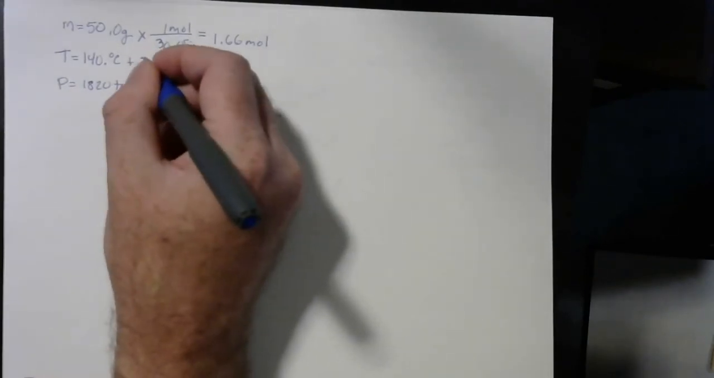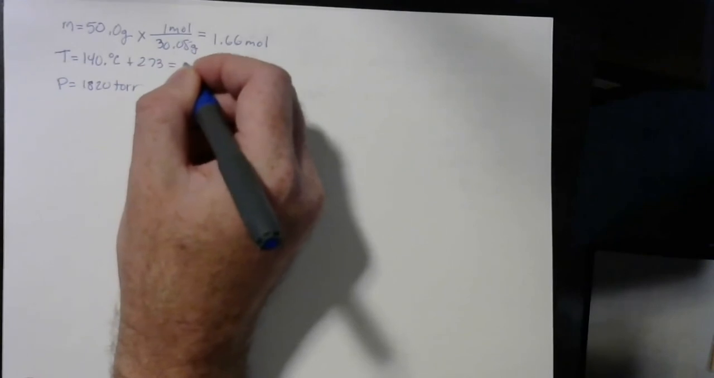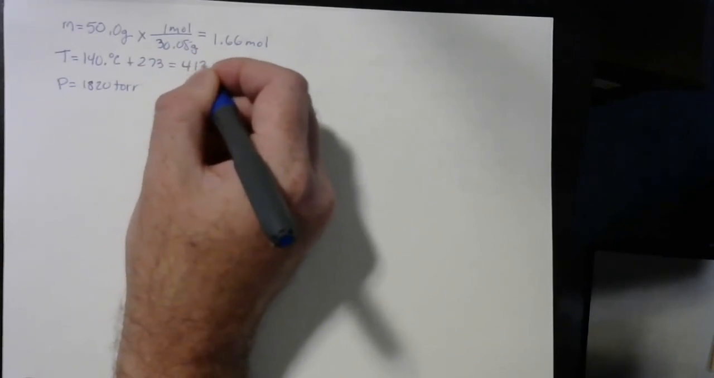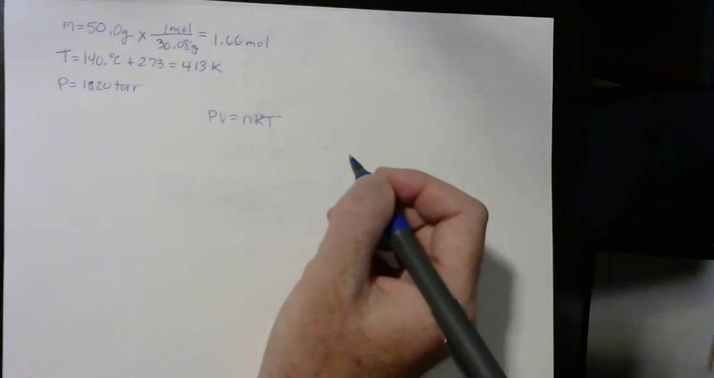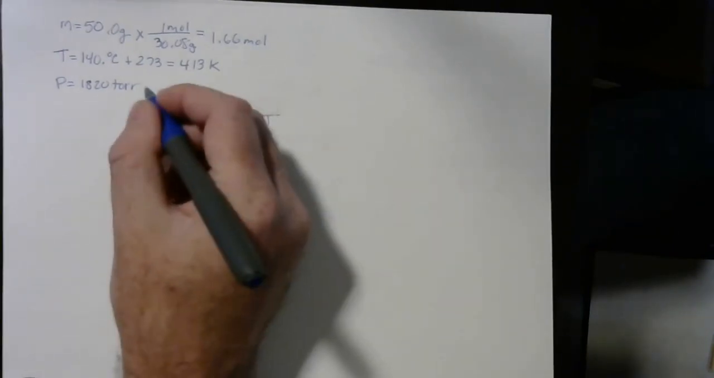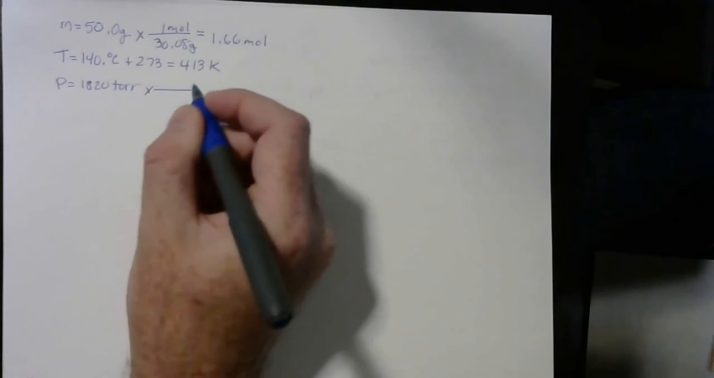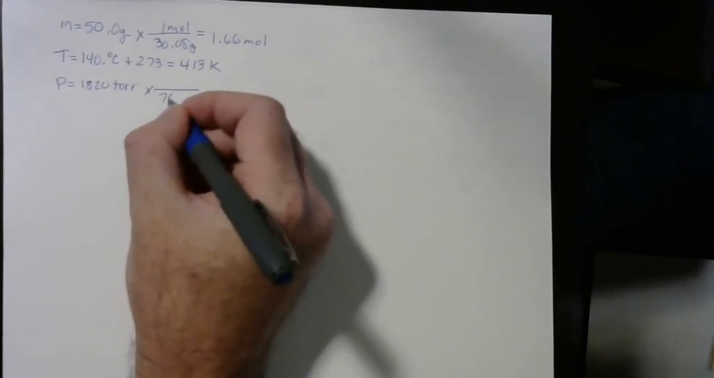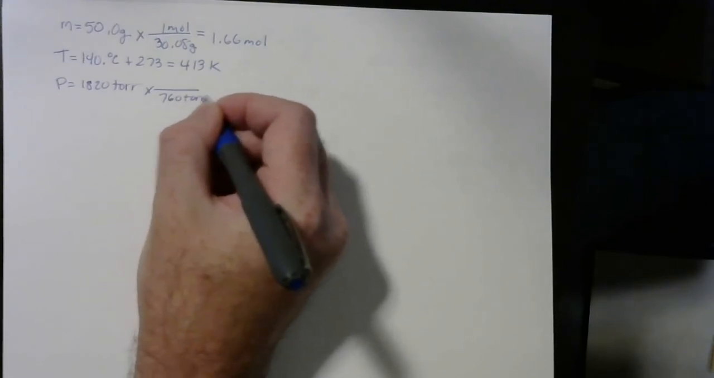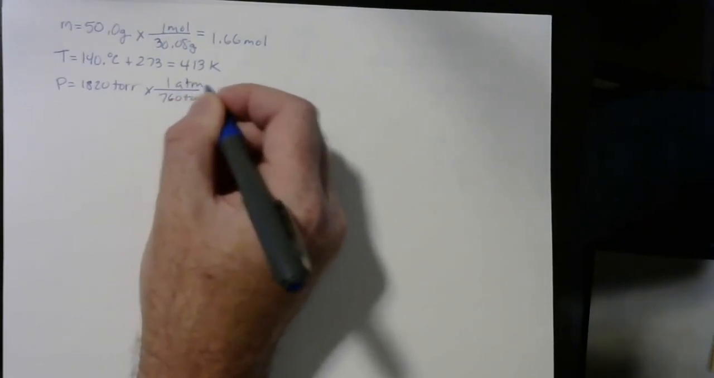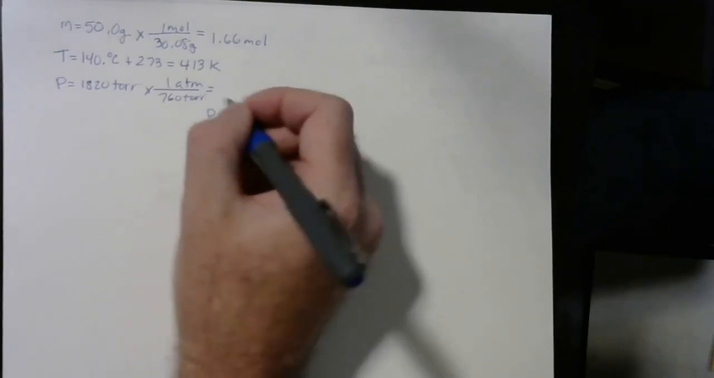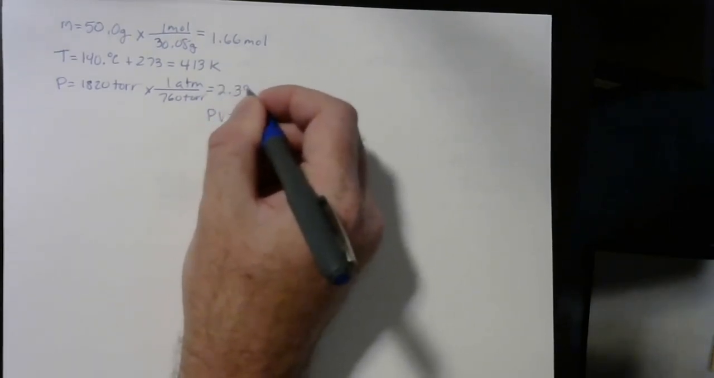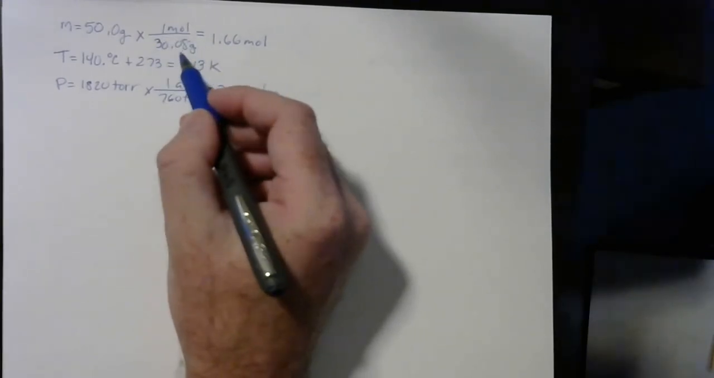If we add 273 here, that's going to give me 413 Kelvin. Then I need to convert that pressure. There are 760 torr per 1 atm. So that's going to give me 2.39 atm. This molar mass I just added up in advance to save us some time, but you can go back and prove it to yourself.